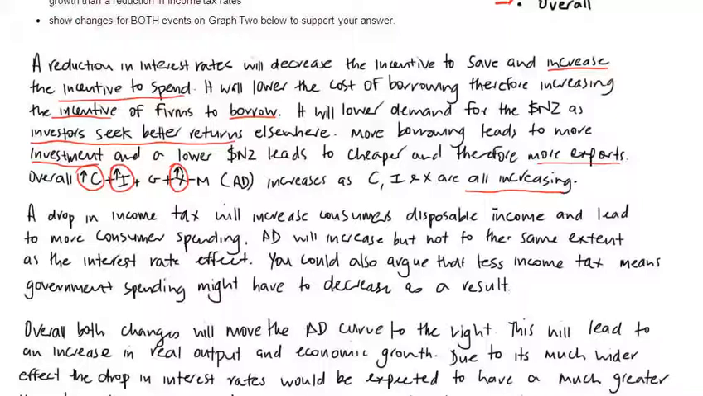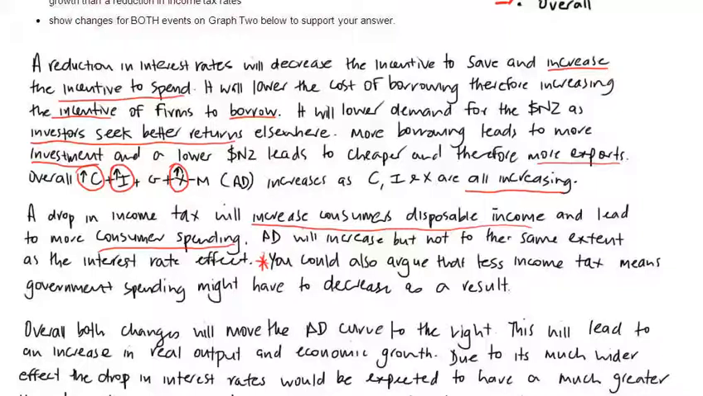Let's compare a drop in income tax. Well, clearly it will increase consumers' disposable income. We said that in the previous question. And it will lead to more consumer spending. Okay, so AD will increase, of course, but not to the same extent as the above interest rate effect, because it only increases C in the AD equation. You could, I've made a note just here, you could also argue that less income tax means government spending might have to decrease as a result.